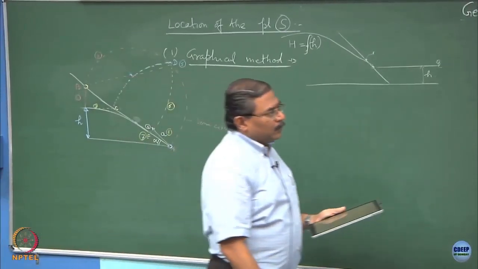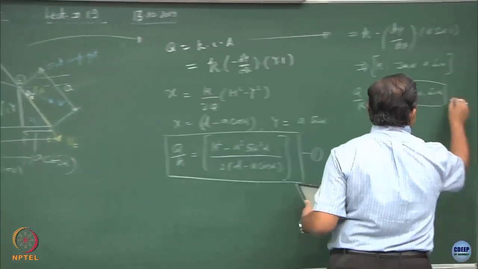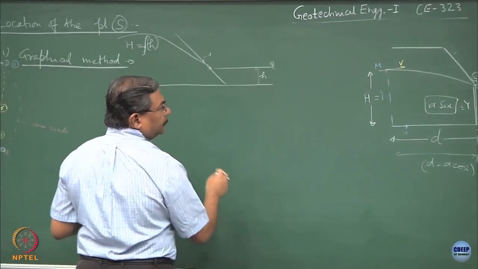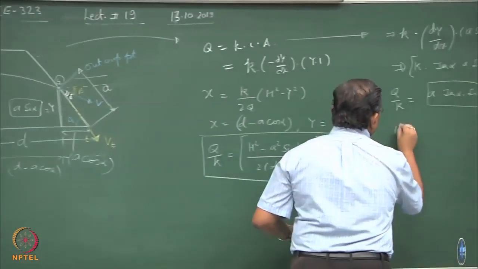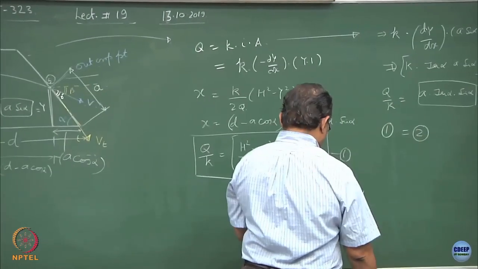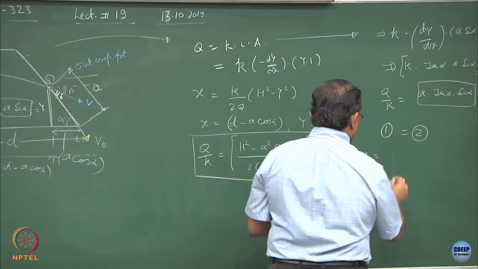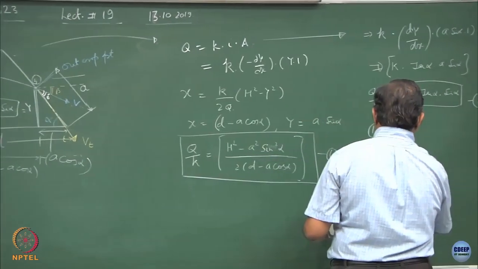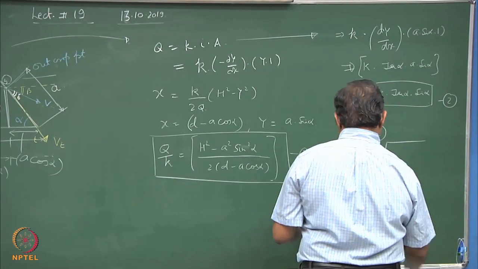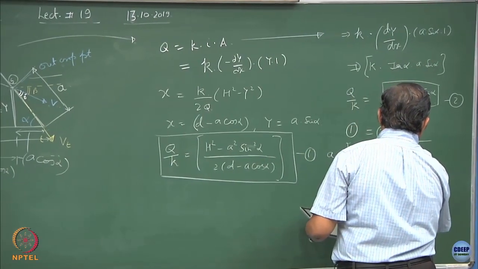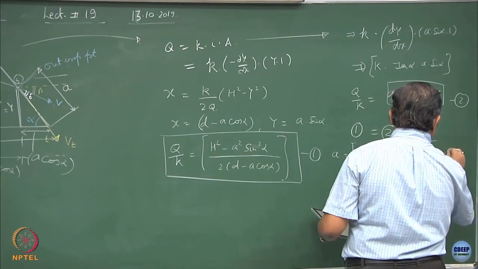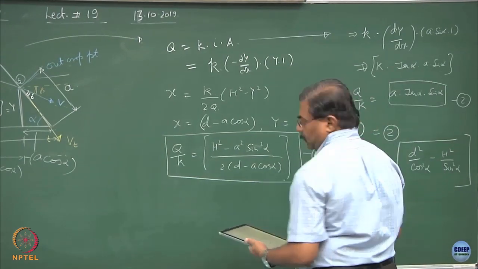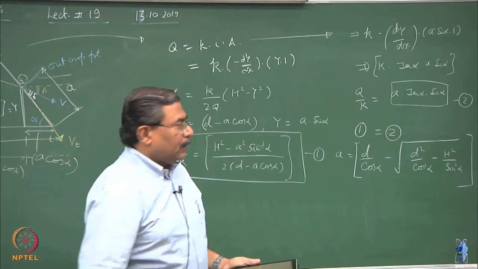If I equate these two, I will get an expression. The final expression would be A is equal to d by cos alpha minus under root d square by cos square alpha minus h square by sin square alpha. So this is the expression which gives you the value of A.